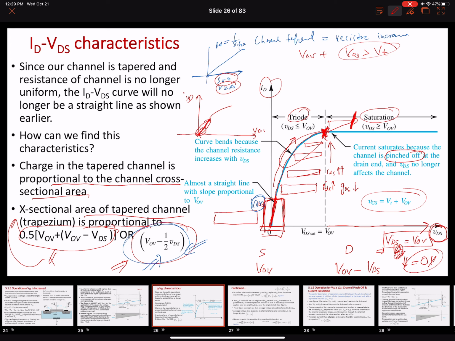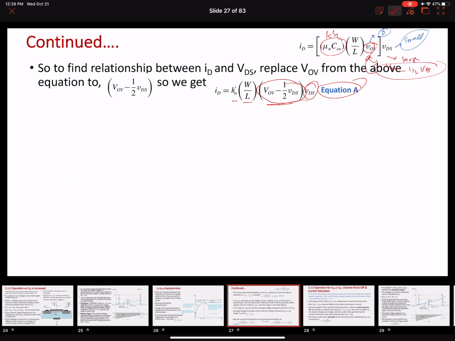We have a different equation for the region where it behaves, for a small VDS, as a linear resistance. We have a different equation for this entire triode region, when the VDS is less than the overdrive voltage and pinch off has not occurred. The channel is not pinched off. The channel is still tapered, or a trapezium. So this is the equation for that.